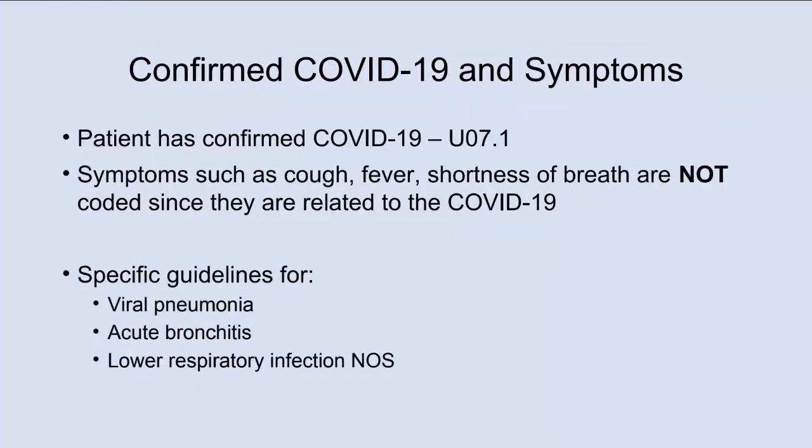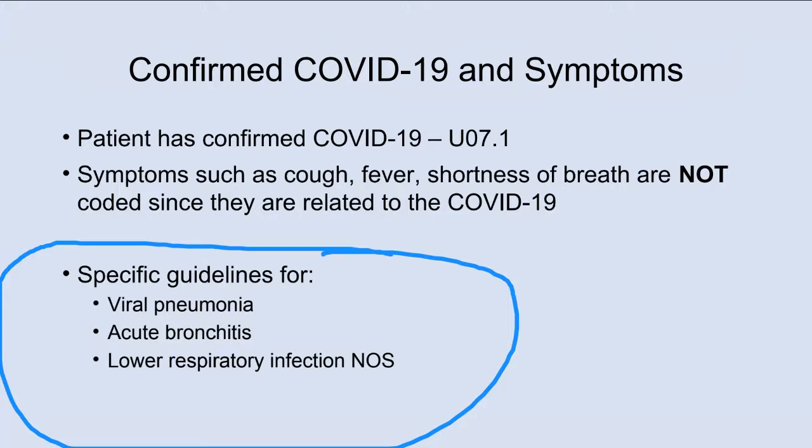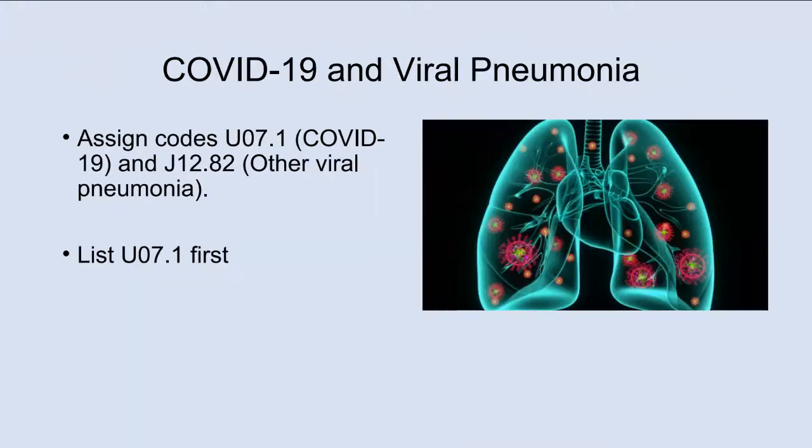So if the patient has confirmed COVID-19, U07.1, they may also have symptoms such as cough, fever, shortness of breath, etc. These symptoms are usually not reported separately because they're expected with COVID. They're related to COVID. So you're not going to do a separate code for those. However, there are specific guidelines for some conditions: viral pneumonia, acute bronchitis, and lower respiratory infection, NOS. So let's look at each one of those.